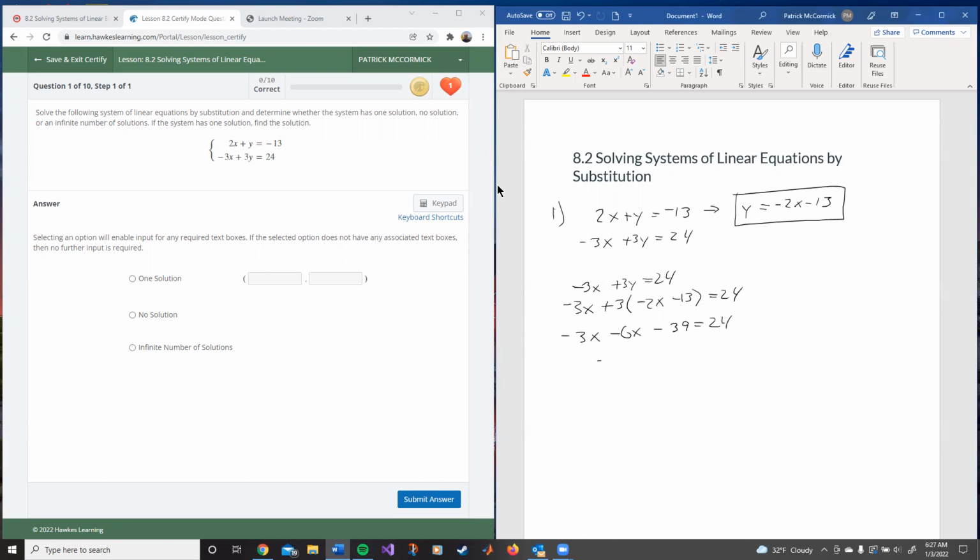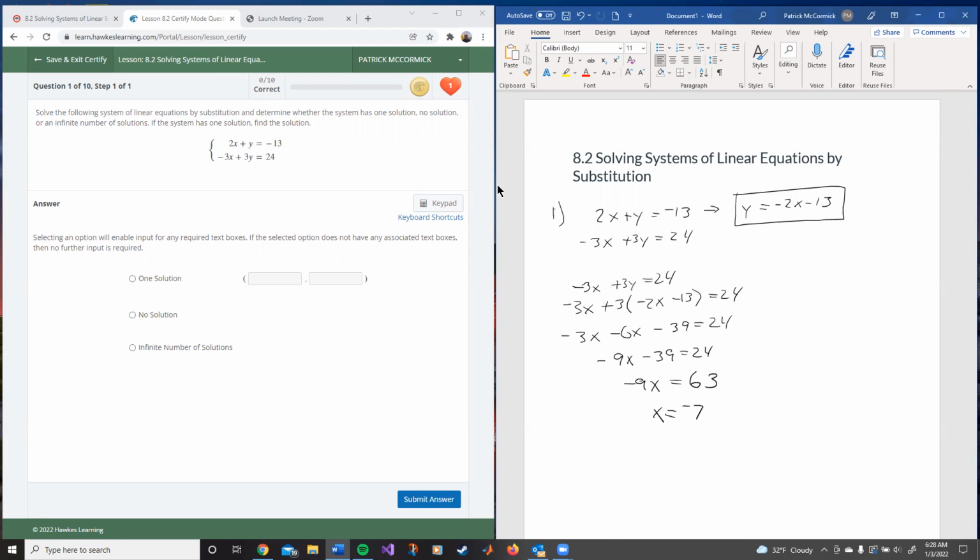So now combine some like terms. So I got minus 9x minus 39 equals 24. Add the 39 to both sides. So minus 9x equals, what is that, 63. Divide both sides by negative 9. So x equals negative 7.